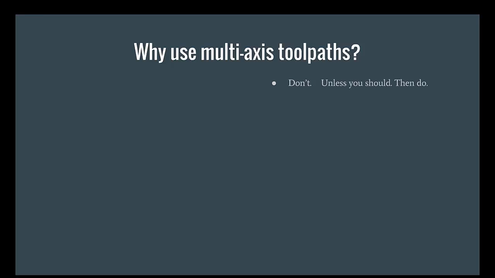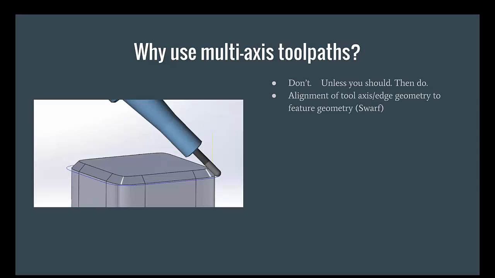There's a caveat to that, obviously, which is: unless you should, then do. Which seems obvious, but there's a reason that 5-axis simultaneous stuff exists, and if it didn't, nobody would be buying these machines or using them. So there's obviously a usage case. In my experience, I've found that it's a very small percentage of the parts that I run that require it.